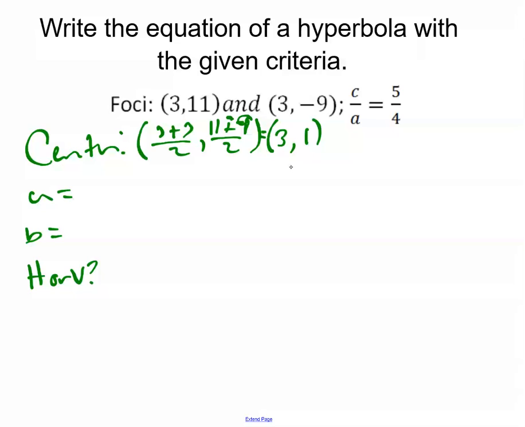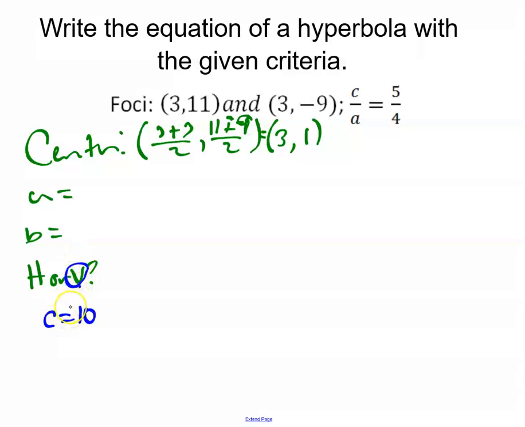So to get to the focal points from the center, so your C, you just have to pick one of them. So 3, 1 to 3, 11 is 10 units up. So because it's going up, that's also vertical.